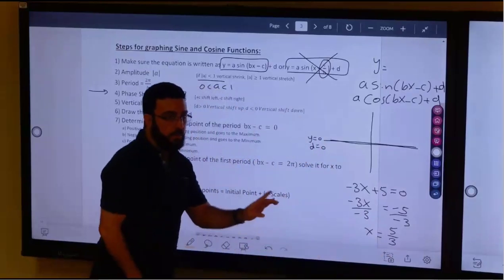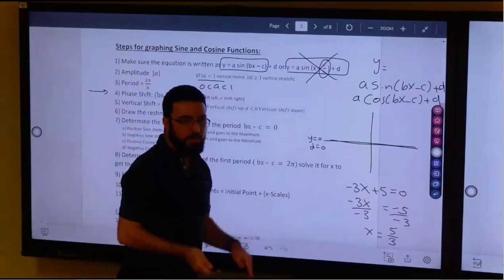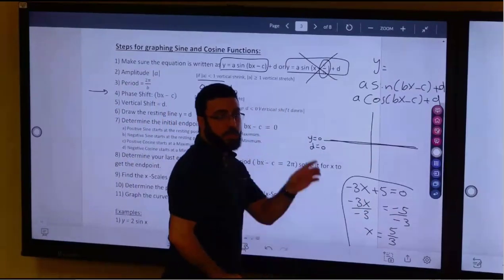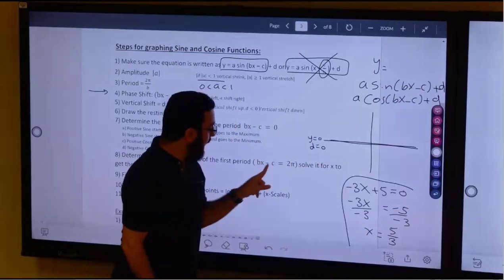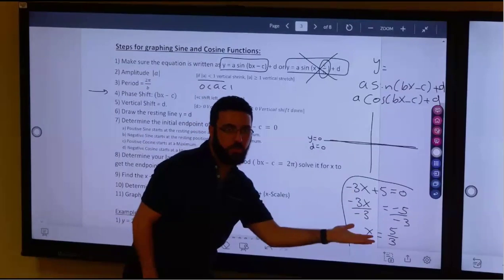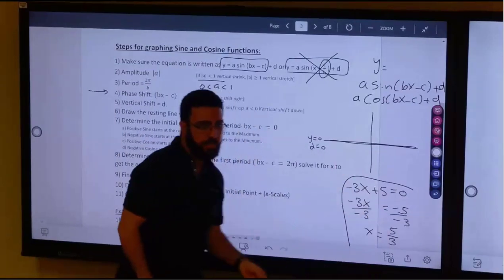That's just an example, because she asked what about if b is a negative number. How are we going to solve it? That's the way you're going to solve it. You got it?